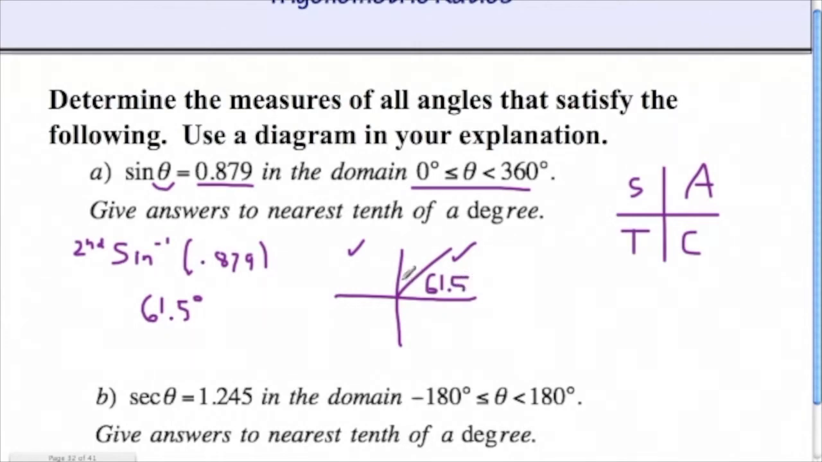And in quadrant 2 it's 180 subtract 61.5. And what does that get us? I need to get my calculator out. So we go 180 subtract 61.5, and our answer is 118.5.